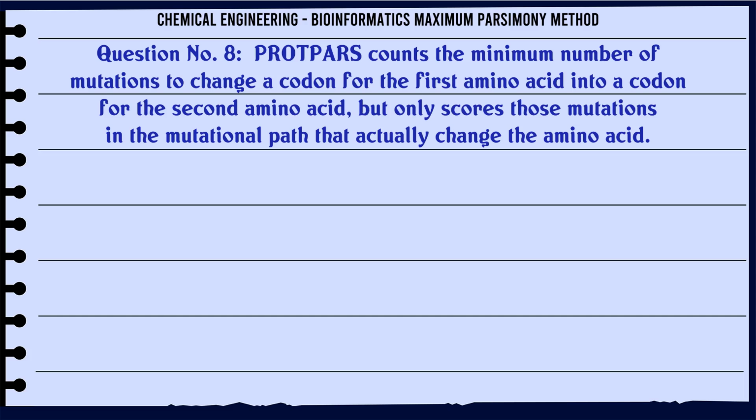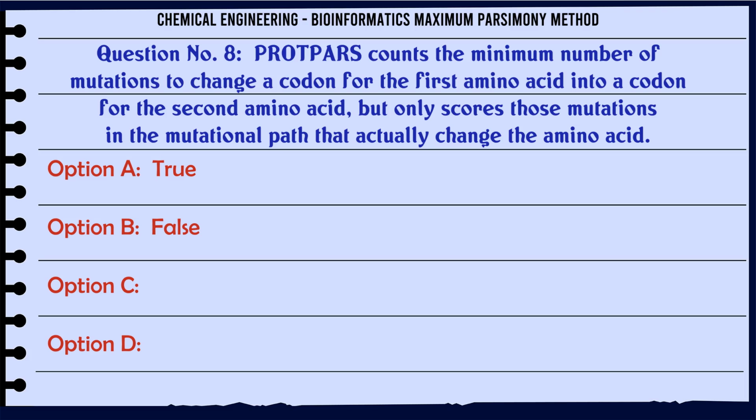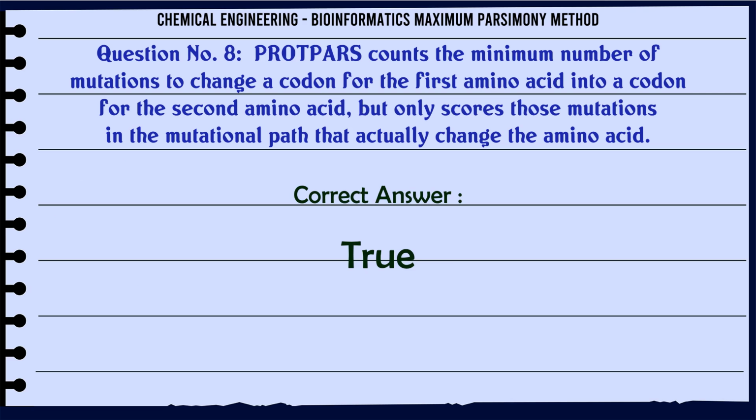PROTPARS counts the minimum number of mutations to change a codon for the first amino acid into a codon for the second amino acid but only scores those mutations in the mutational path that actually change the amino acid. A. True. B. False. The correct answer is true.